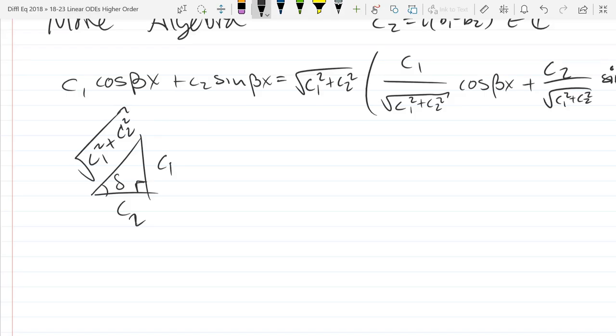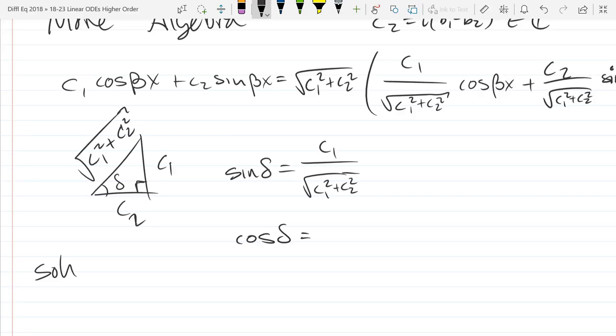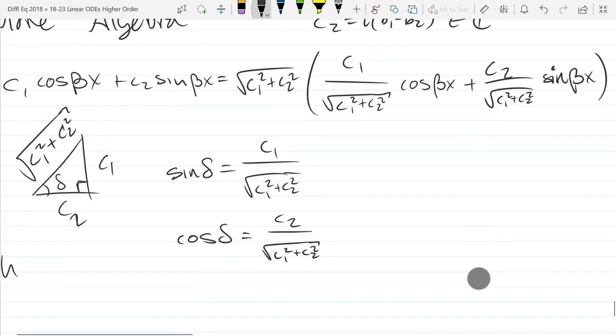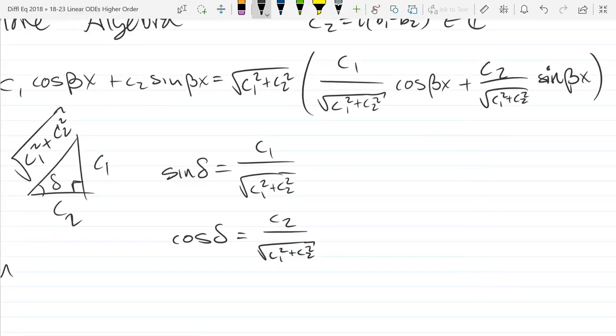All right, so we have this triangle that I just created. What is sine delta in this triangle? There we go. So it should be C1, opposite over hypotenuse. And what is cosine delta? Maybe C2 over that stuff, over hypotenuse. All right, so that's sine delta and cosine delta. Oh, look at that. We can replace that weird coefficient with sine delta, the other weird coefficient with cosine delta. So that's what we're going to do next.